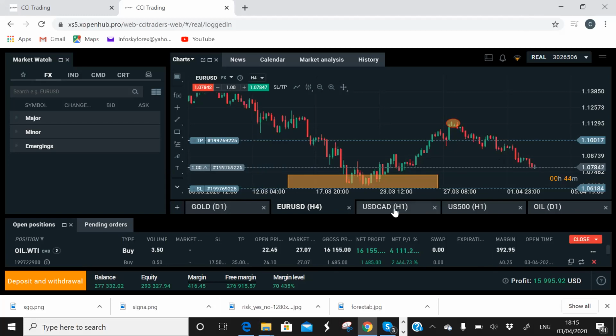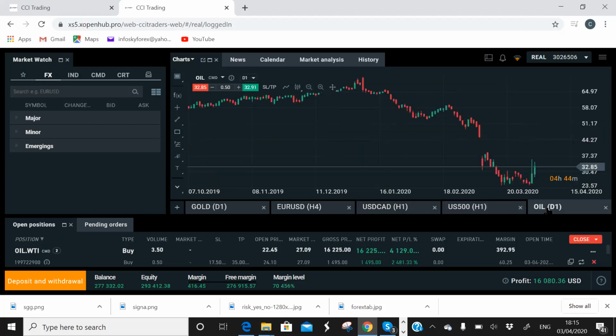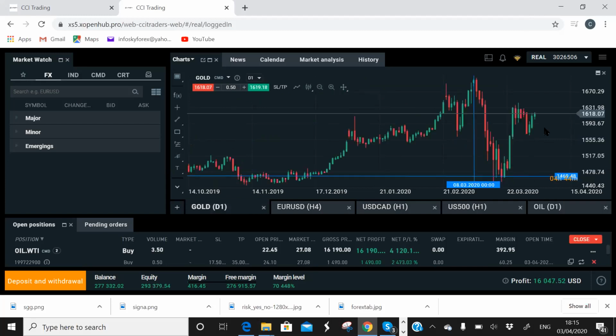You could see USD CAD. This is the current USD CAD market, and it's trading at 1.41453. This is oil. For those of you who trade commodities, you see that oil price is at $32.84 per barrel. You can see the price of gold. The gold is at 1618.06. This is the current price of gold.